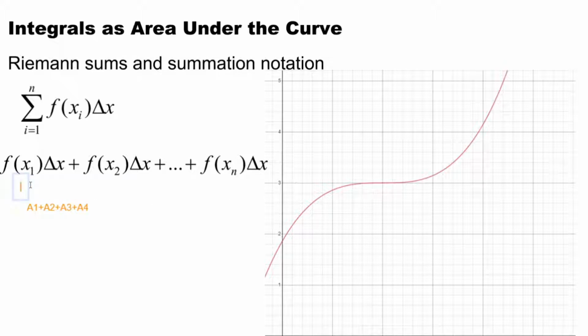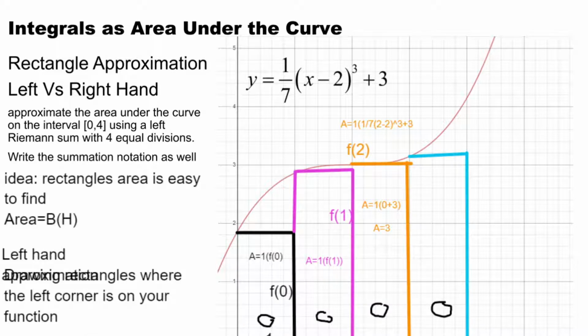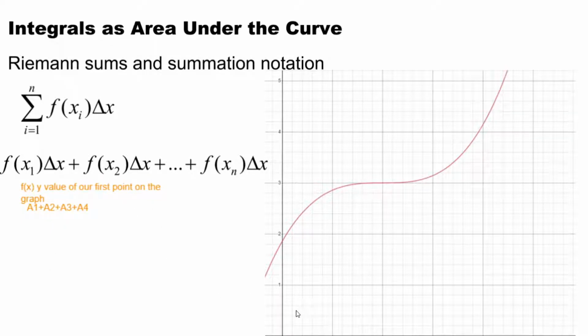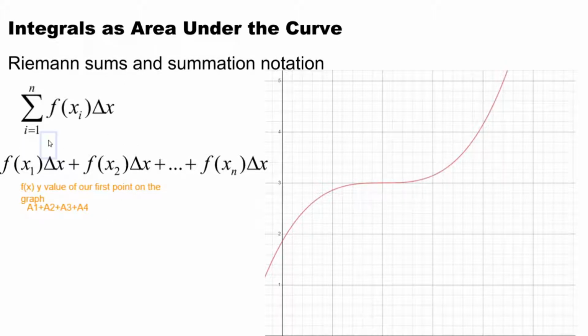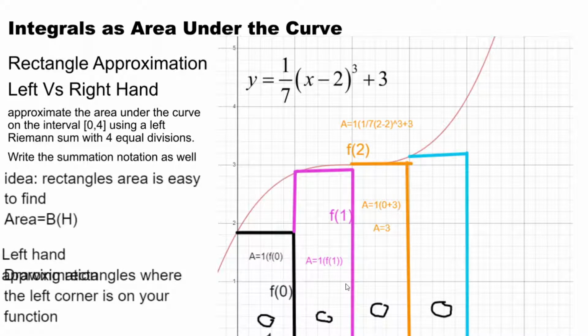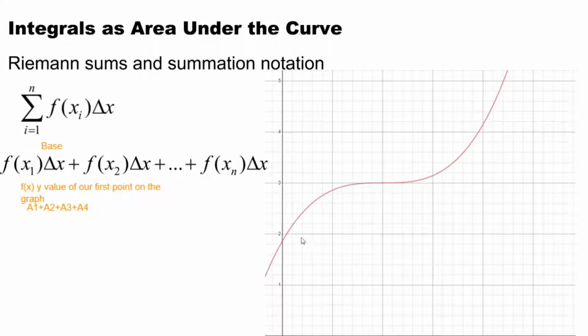What we have here is our y value of our first point on the graph. That's what that f of x1 is saying. And again, if we looked over here, that's this, f of 1. And then we're multiplying it by change in x. Now, if you remember, change in x is saying, how much did my x's change? And so that's basically interpreted as our base. And since we're splitting all of them into equal pieces, that means all of the bases are going to be the same.